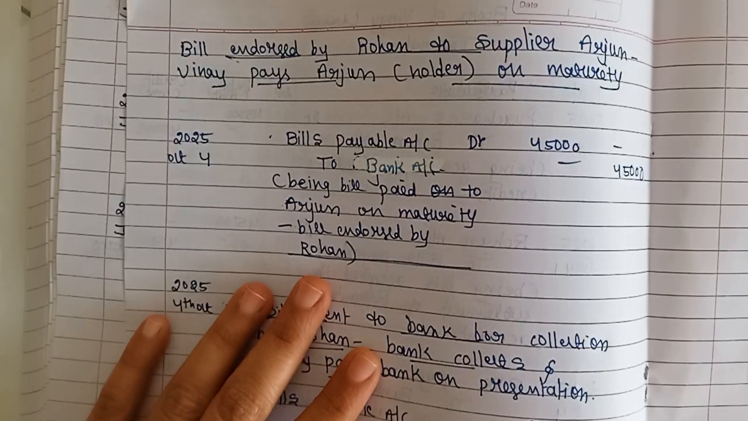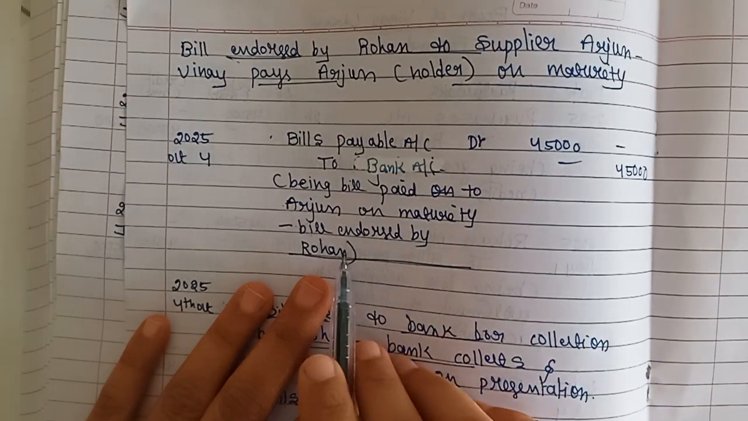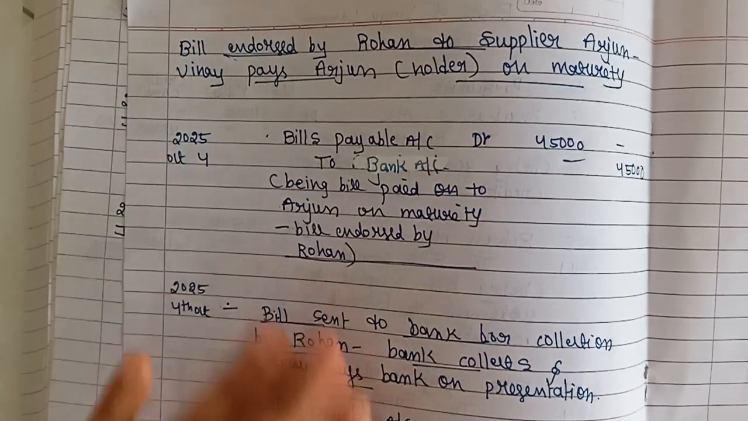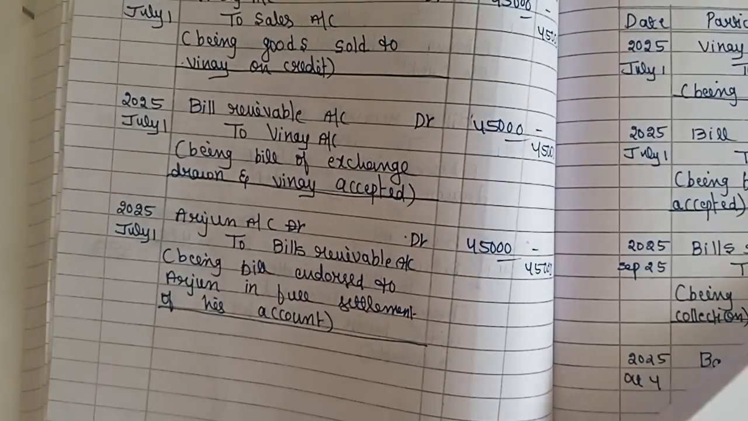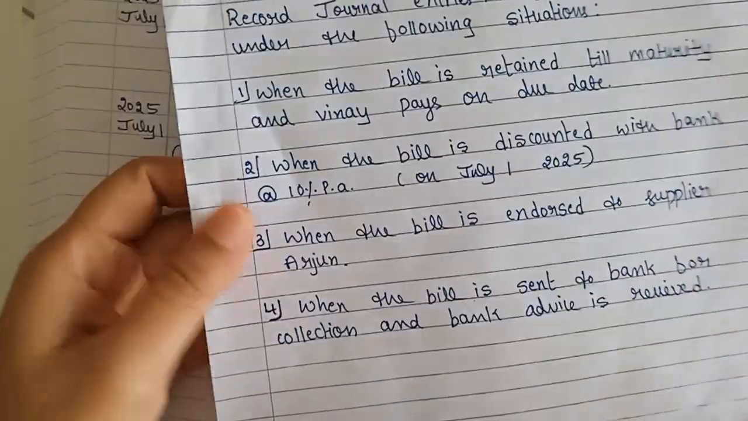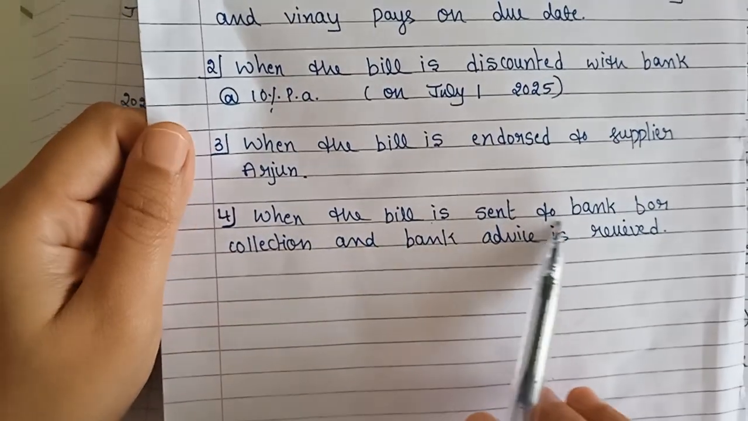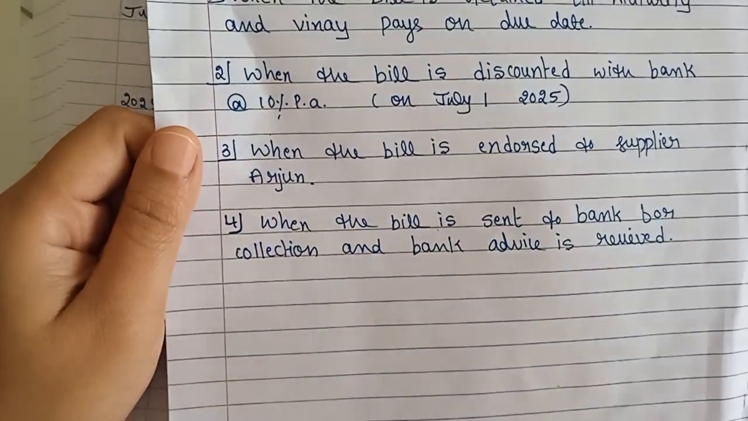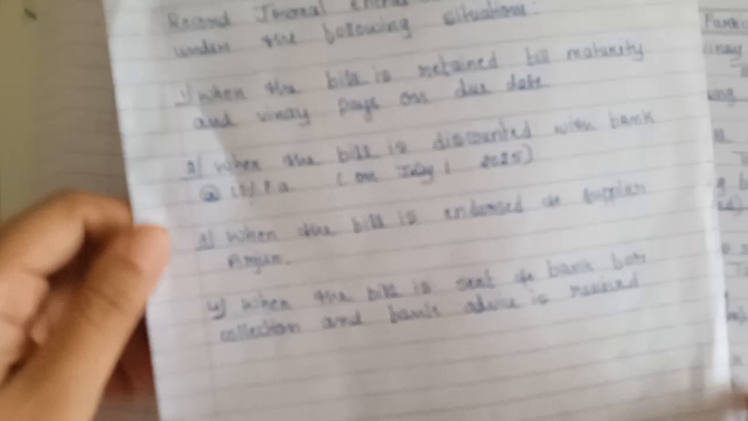Clear? Be careful in the case of endorsement. Here Vinay is going to pay the bill to the holder. In our case, the holder of the bill is Arjun. On maturity, bill endorsed by whom? Rohan. Clear? That's it. Now, our last situation is when the bill is sent to the bank for collection and the bank advice is received.